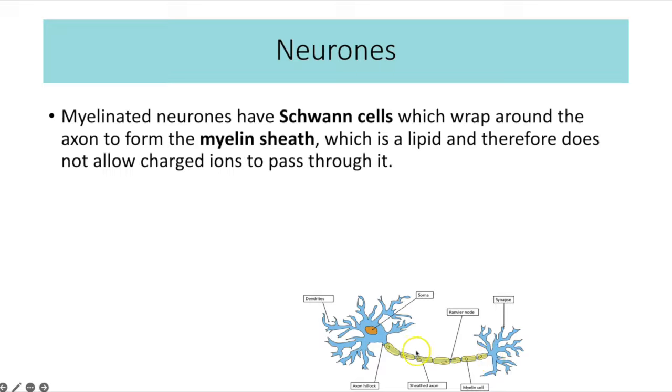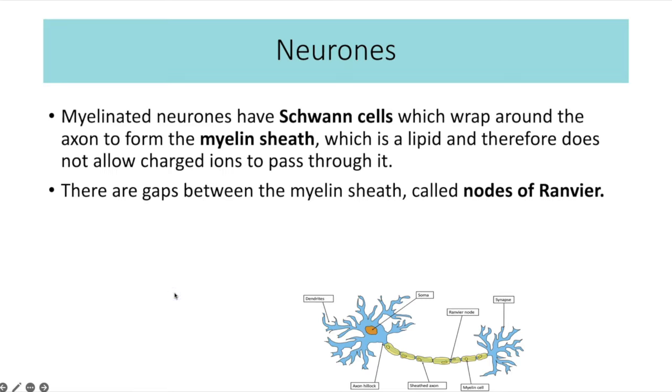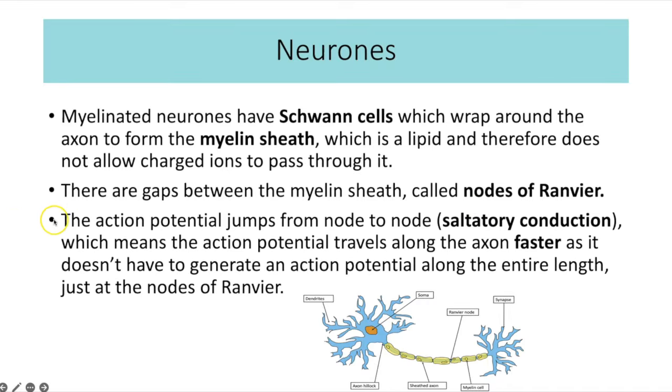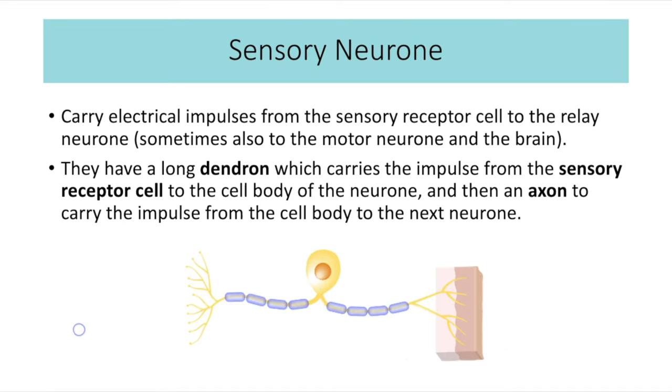Instead, it has to jump from node to node, which is known as the node of Ranvier, and that speeds up the conductance. So that's what we've got here, those gaps are called the nodes of Ranvier, and we get that action potential jumping from node to node, which is known as saltatory conduction, and that is what speeds up how quickly that impulse can travel.